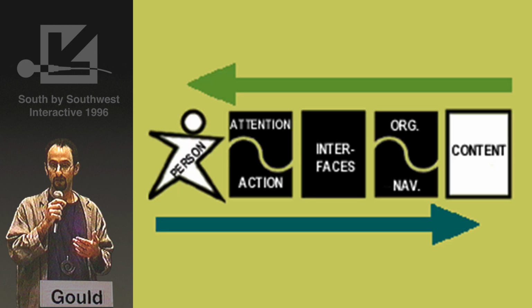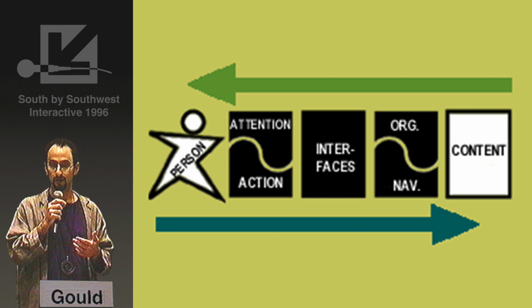If we look at this another way, we've got the person and the content, and all these things going on in between. The person acts through the interface, navigating the content, which is organized by the interface and attended to by the person. If we take the person and the content as a given, we have this big hole, all of this stuff in the middle to do. That's where our work needs to be.